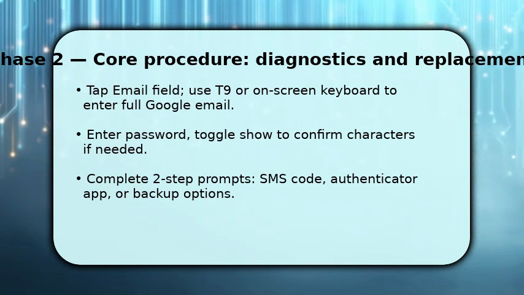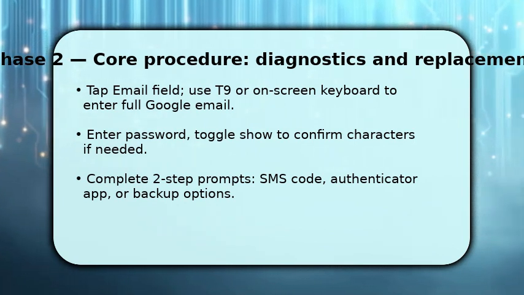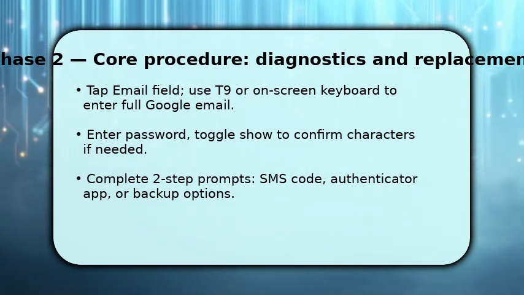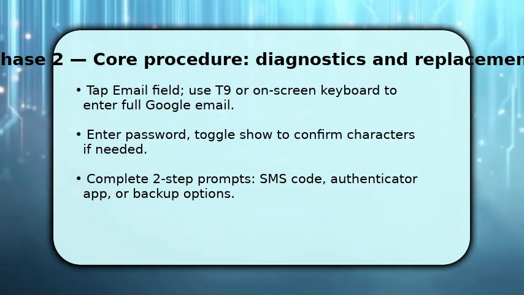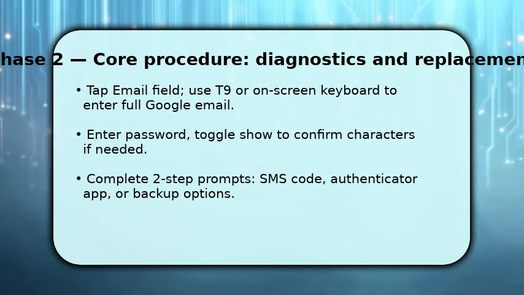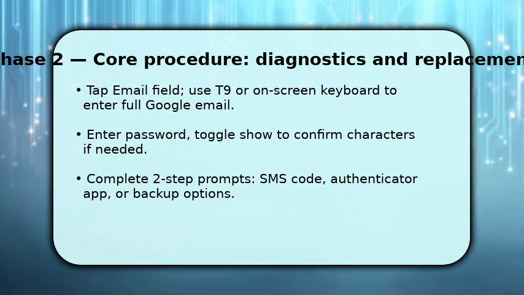Once credentials are accepted, Google may prompt for two-step verification. Choose SMS verification to the number tied to your account if you want the simplest path. If you use an authenticator, make sure you have the backup codes accessible.